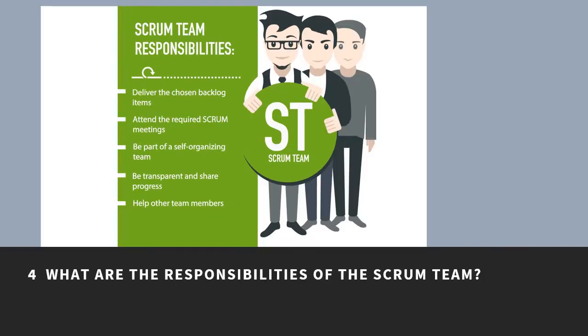What are the responsibilities of the Scrum team? Deliver the chosen backlog items. Attend the required Scrum meetings. Be a part of a self-organizing team. Be transparent and share the progress with the Scrum Master as well as the product owner. Help other team members.